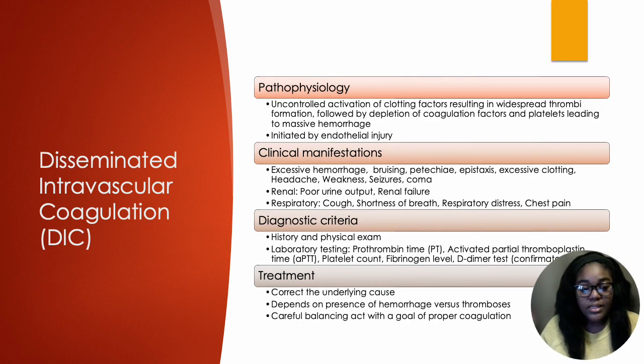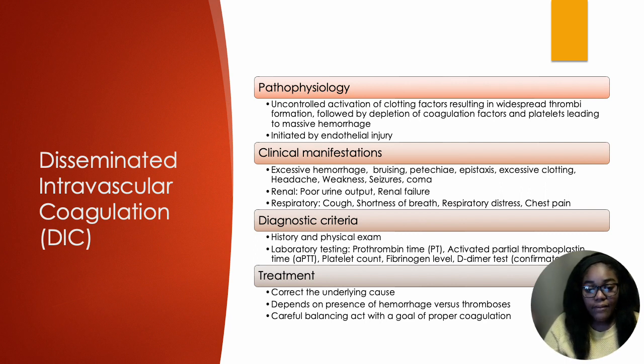Here we'll talk about disseminated intravascular coagulation, also known as DIC, and this is the uncontrolled activation of clotting factors, which would result in widespread thrombi formation. So this is your clotting factors overworking, and when your clotting factors are overworking, you have more production of blood clots. And then eventually there's so many blood clots that the body is having a negative feedback. So the coagulation factors end up decreasing and your platelets end up decreasing, which leads to massive hemorrhage.